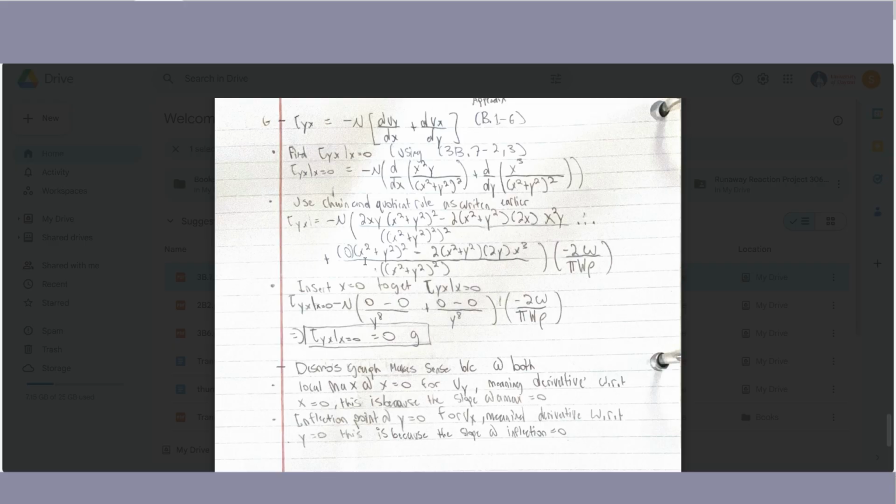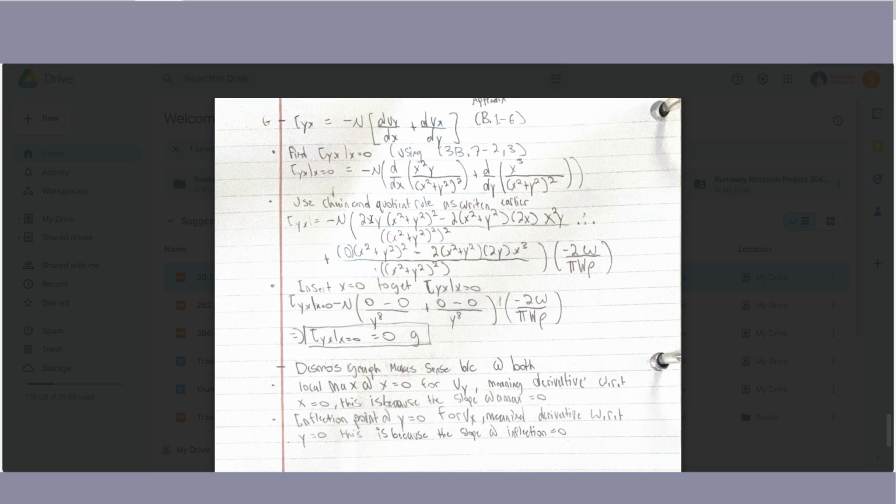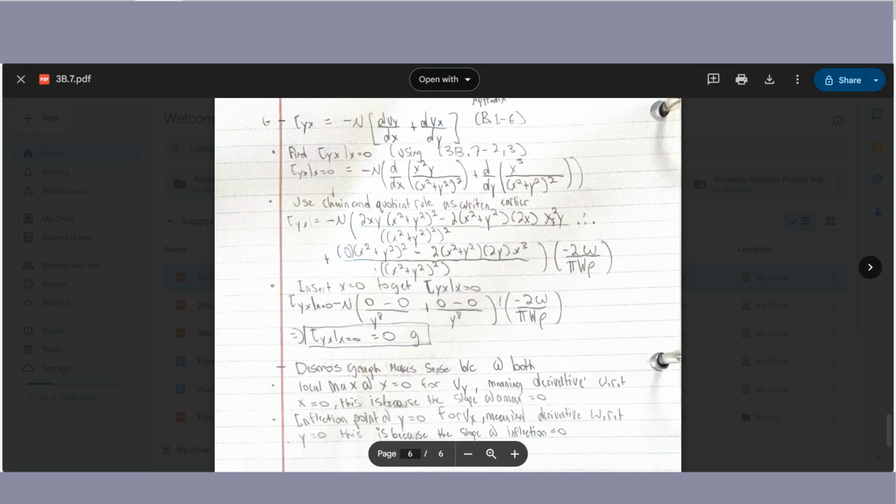So now we're plugging in x equals 0 for tau yx at x equals 0, because that's what the problem asks us for. So 0, 0, 0. Since there's a 0 here, this goes to 0. And then since this is 0, the whole term goes to 0. And up here, this is 0, so the whole term goes to 0. And then this is 0, so the whole term goes to 0. So the solution is 0, totally.